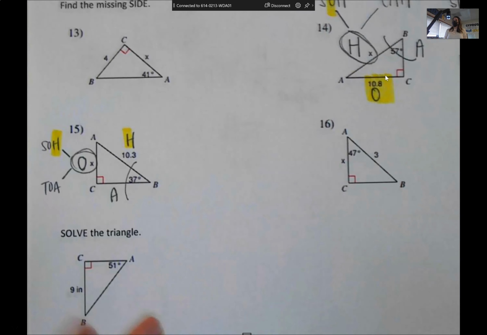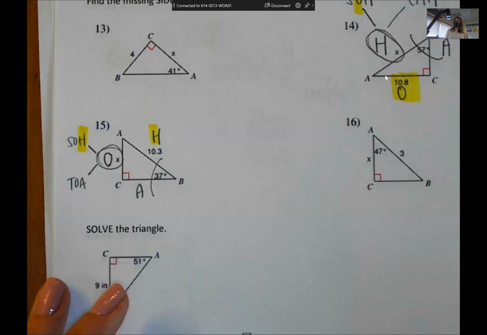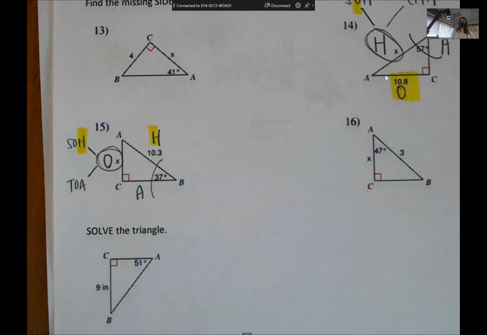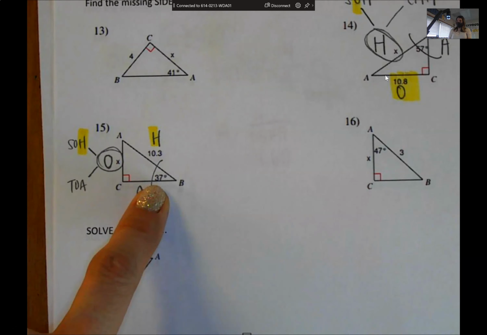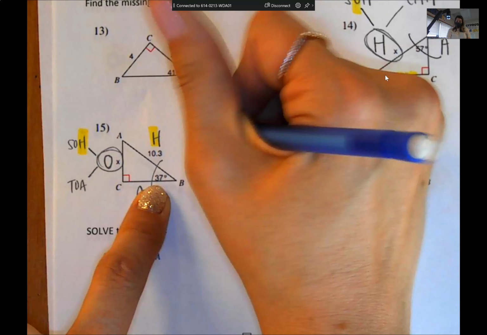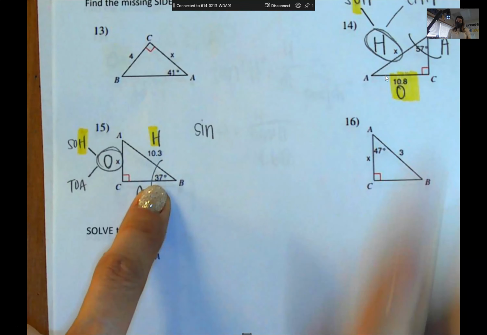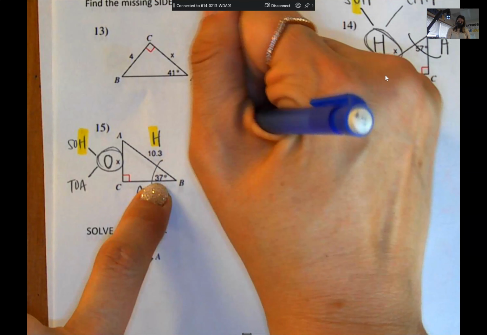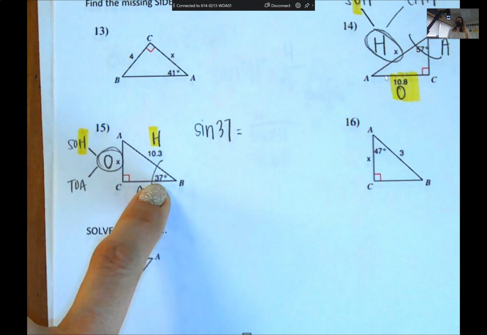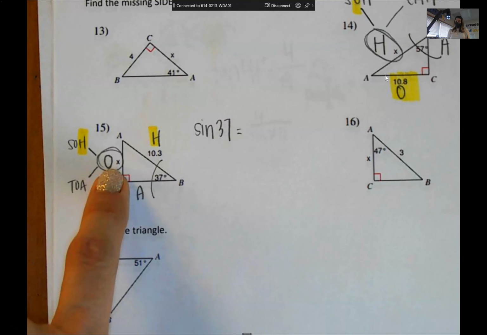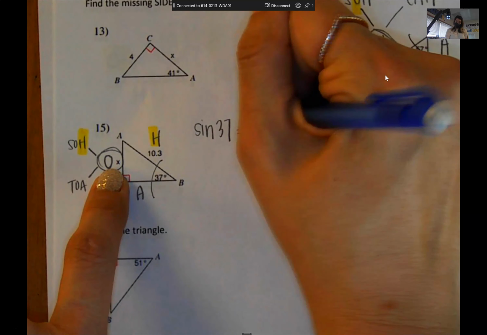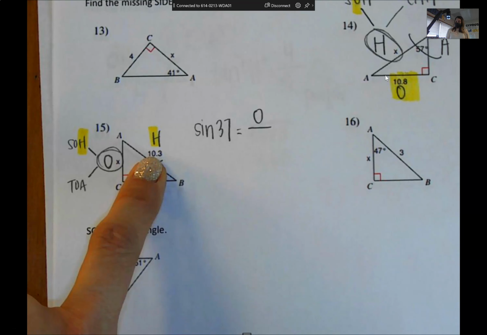I have that we're using SO. They want us to find the opposite side, and they gave us the hypotenuse. So the only trig function that matches that is SO. Then to set that up, we do S on the SO, so that's sine of the angle that we marked, 37, equals O, what we're looking for, over H, what we have.